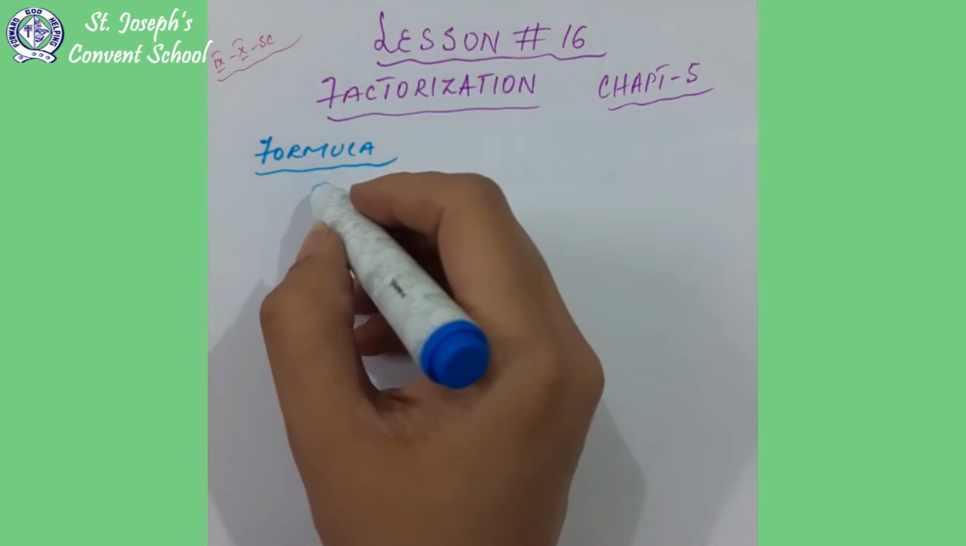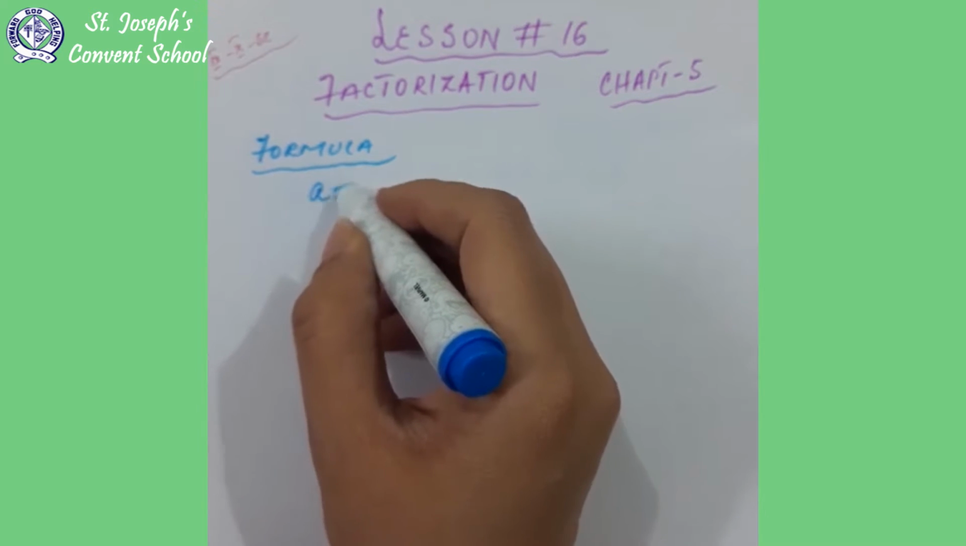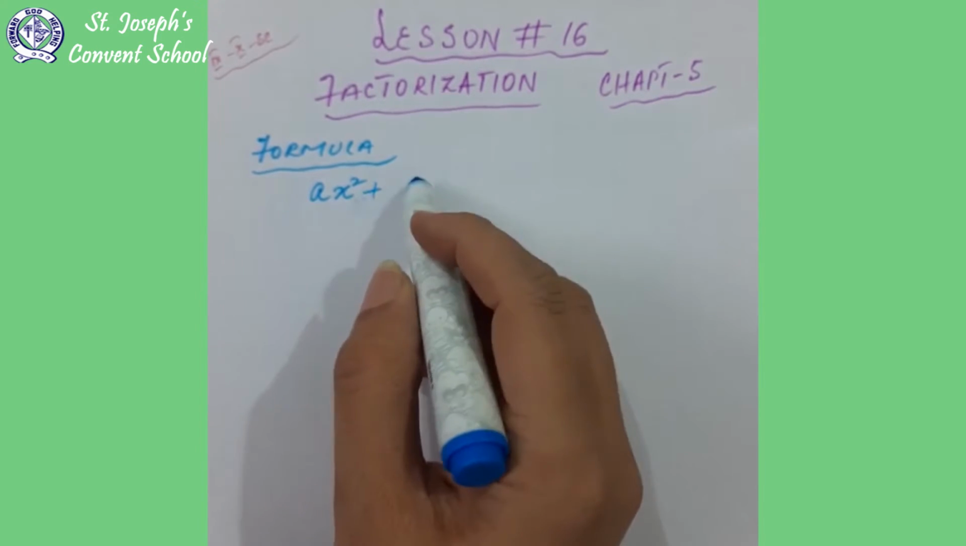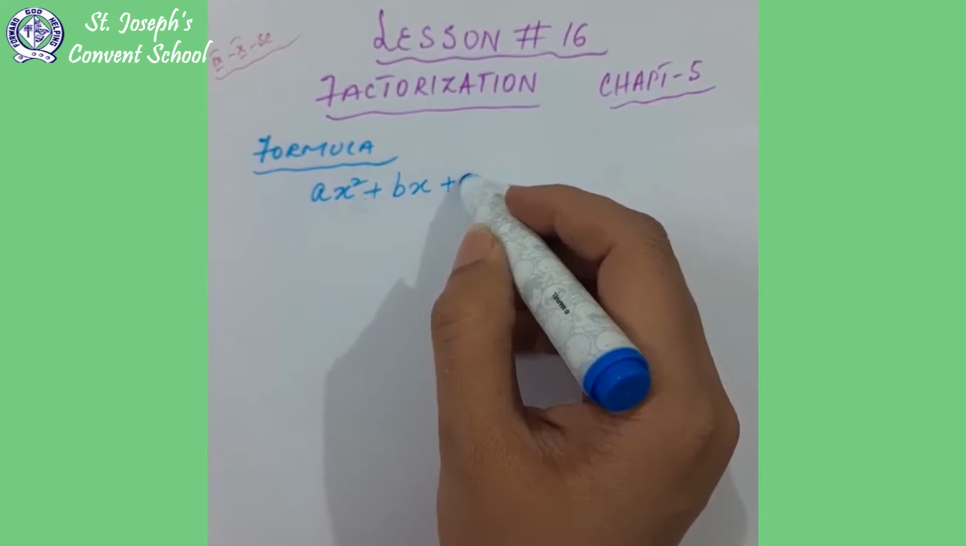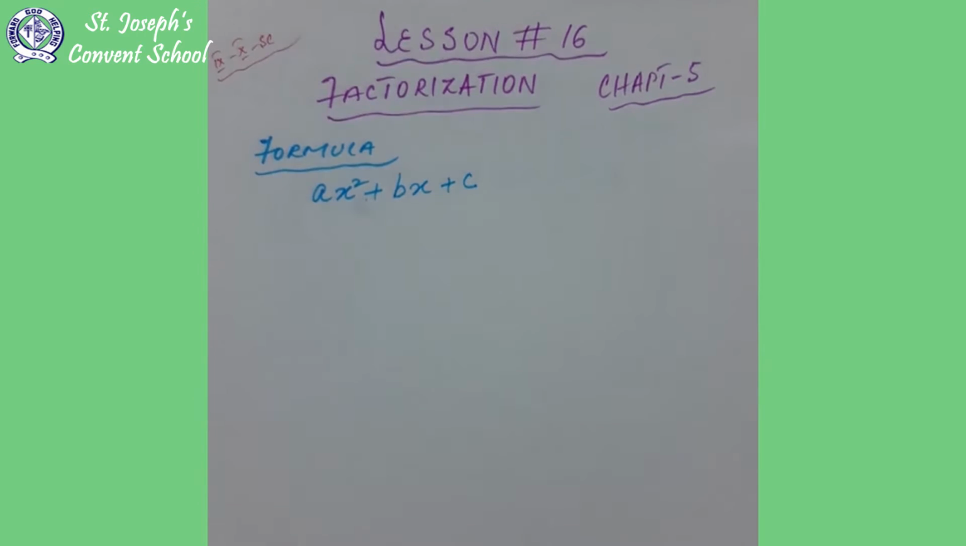Same chapter, chapter number 5, we started last time. We did the formula last time, one formula. Now, the next formula we'll do today. Second exercise we'll do. Now, the formula which we are going to use in this is ax square plus bx plus c. Question will be given in this form.